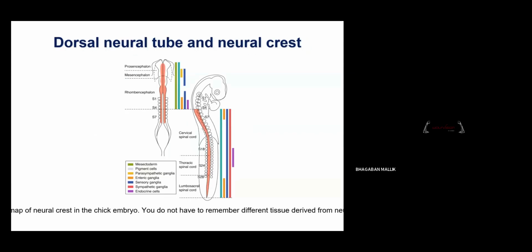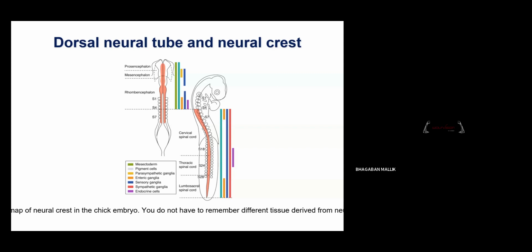This is again the diagram showing the chick embryo. You have the prosencephalon, the forebrain, the mesencephalon, the midbrain, and the rhombencephalon, the hindbrain. Now you have the spinal cord, from S1 to S28, which are different segments of the spinal cord. The neural crest cells form different sets of cells like mesoderm-like tissue, pigment cells or sensory ganglia.